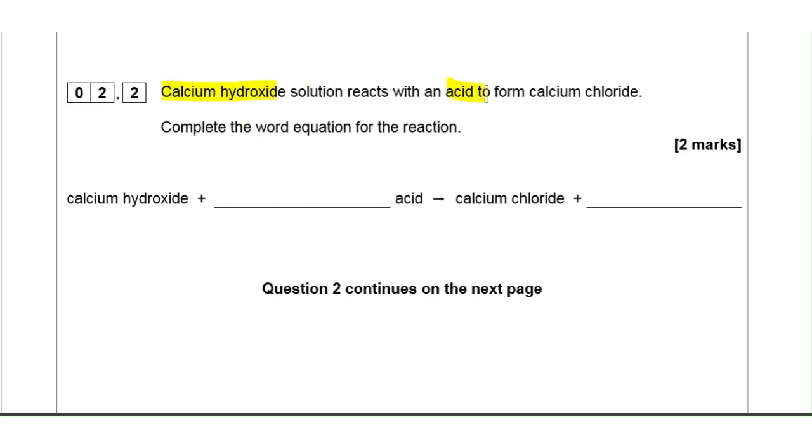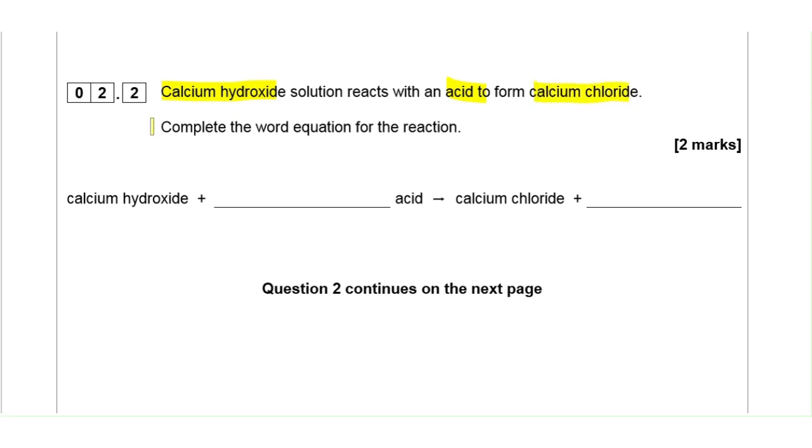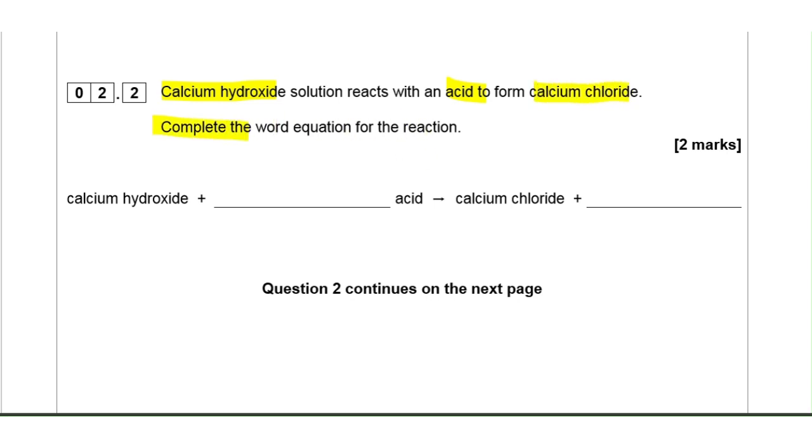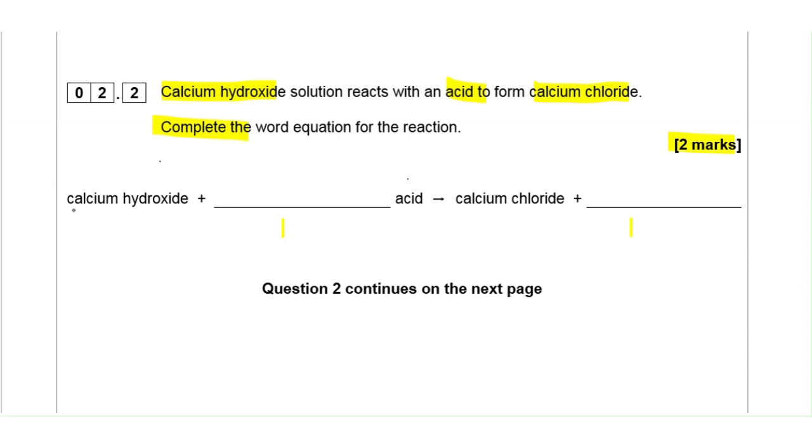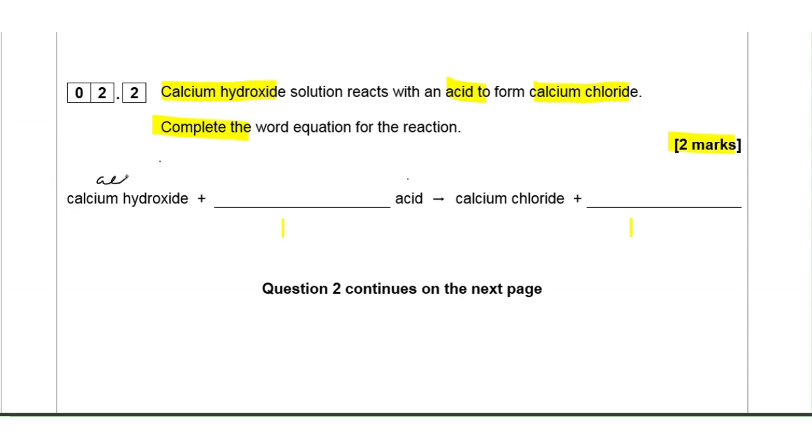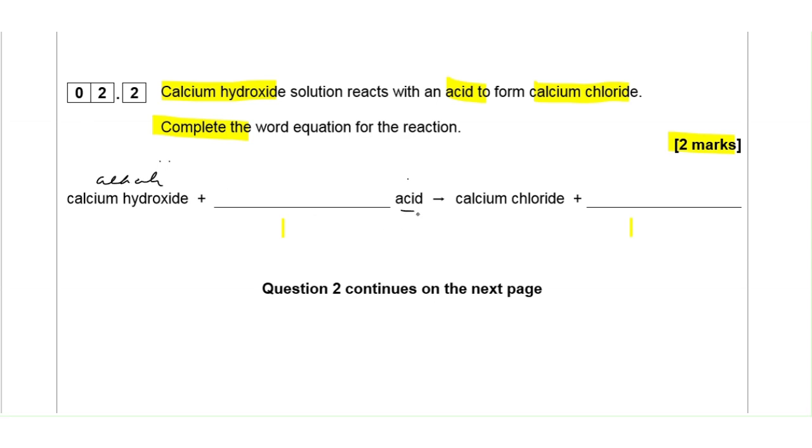2.2. Calcium hydroxide solution reacts with an acid to form calcium chloride. Complete the word equation for the reaction for 2 marks. And you can see here you've got to complete what the acid is in the first gap, and what the other product is on the right hand side there. Now this is an acid alkali reaction, and an alkali and an acid always give a salt plus water. So if we just write water there on the right hand side, that's our first mark. So the product on the right hand side is water.